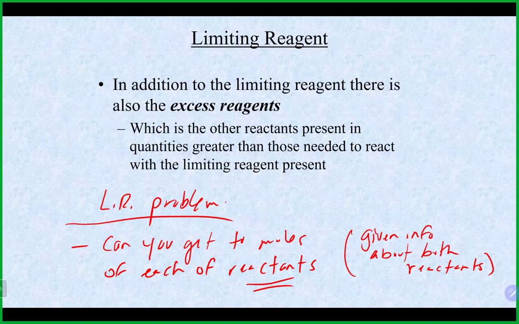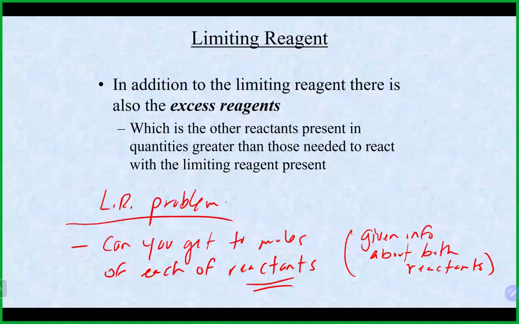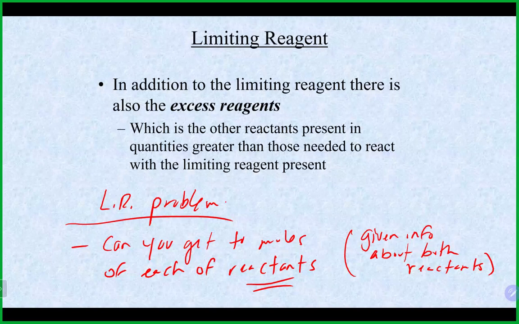Now, if you think about a lot of the problems that we did previously last time, if you look back on those problems, what you will see is you're just given one piece of information about one of the reactants. You're not given information about both reactants. So that is the way you can really determine if it is a limiting reagent problem. Any questions on that there?